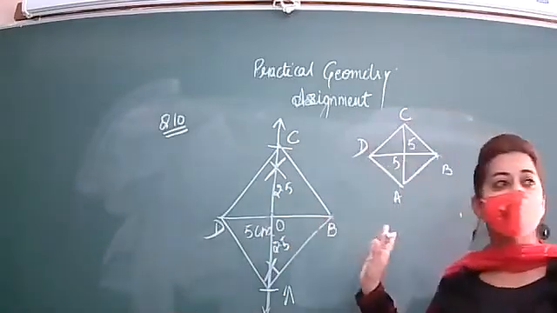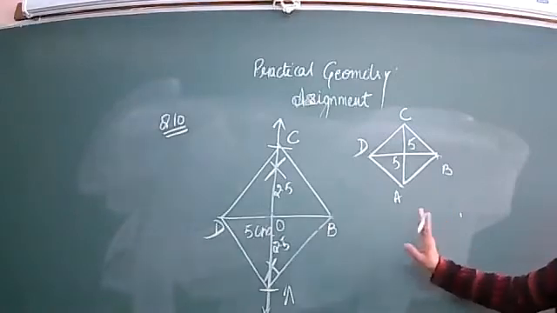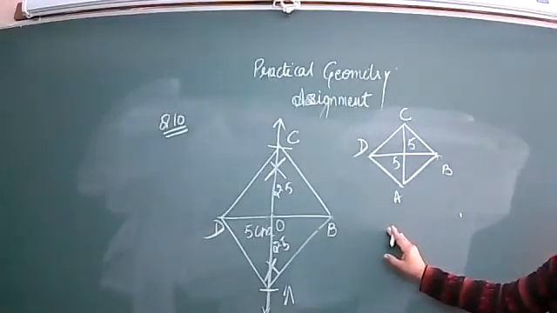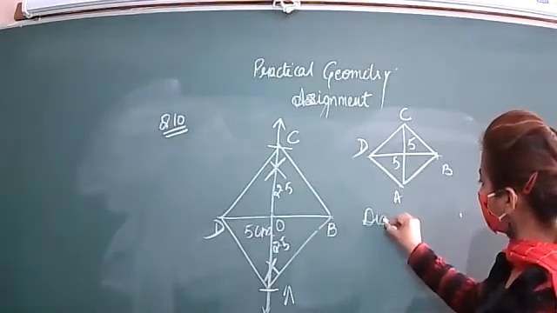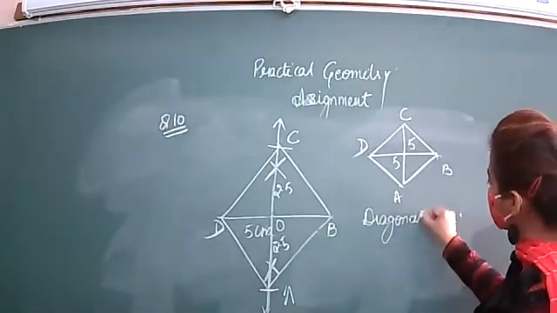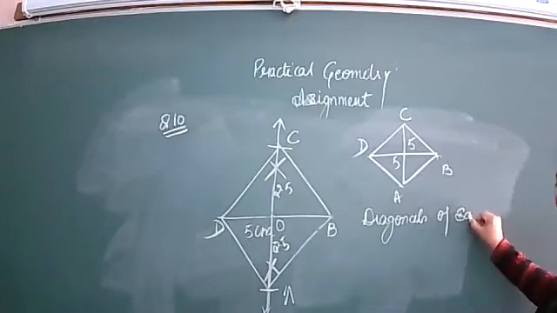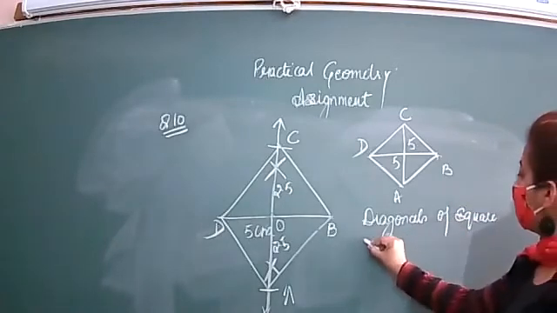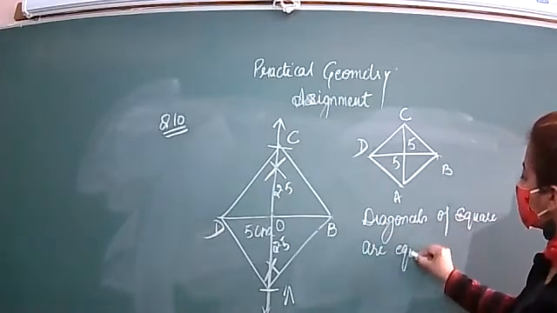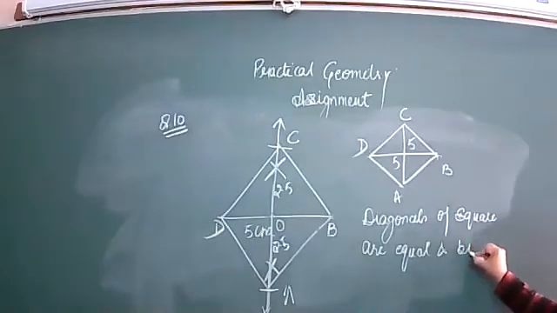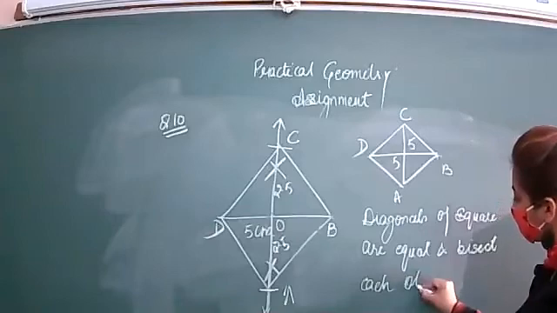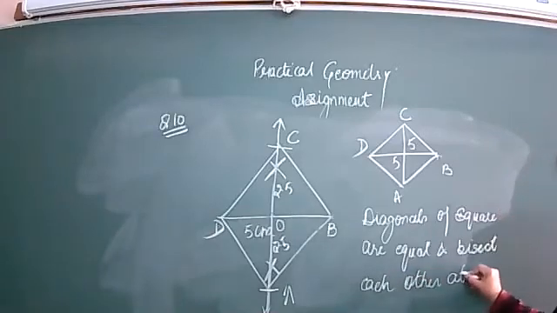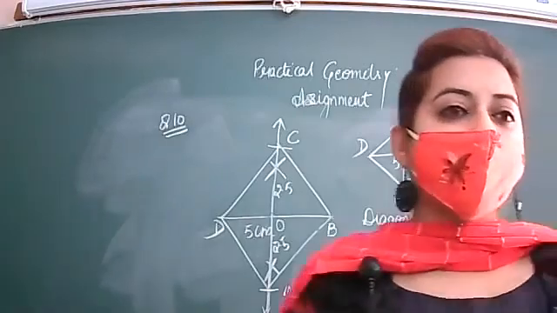Yes, what's the reason for this? Which result will you write here? Diagonals of a square are equal and bisect each other at 90 degrees. Got it? Any doubt?